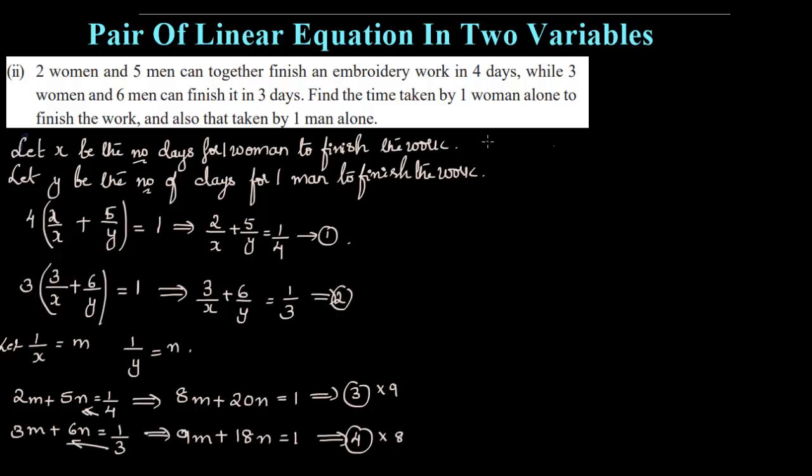So if I am multiplying the first equation with 9, then I am going to get here 72m plus 9 times 18 with 10 here, is equal to 9 ones are 9. Then in the same way, if I am multiplying the fourth equation with 8, then this will be 72m plus 18 into 8. You need to multiply, and so after multiplying we will be getting here 144n is equal to 8 ones are 8.